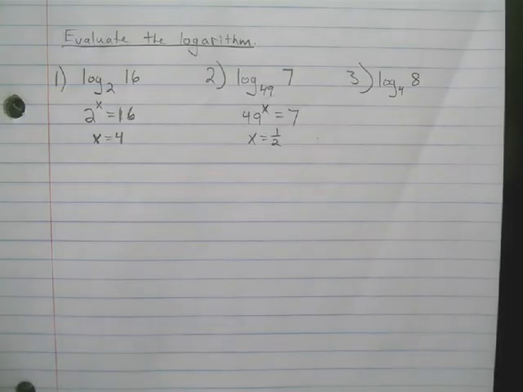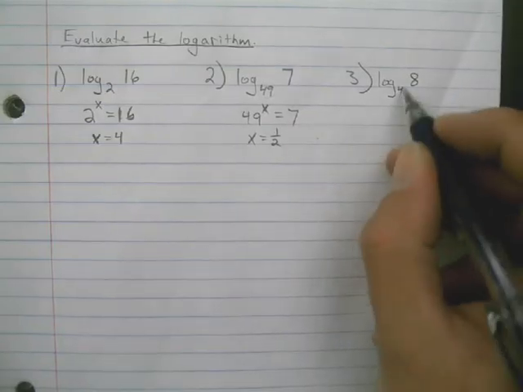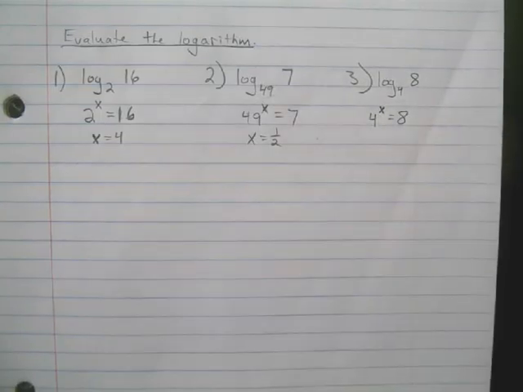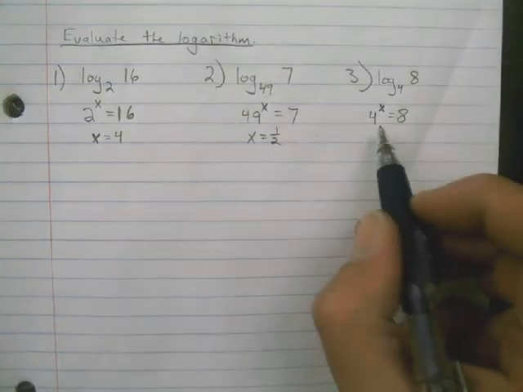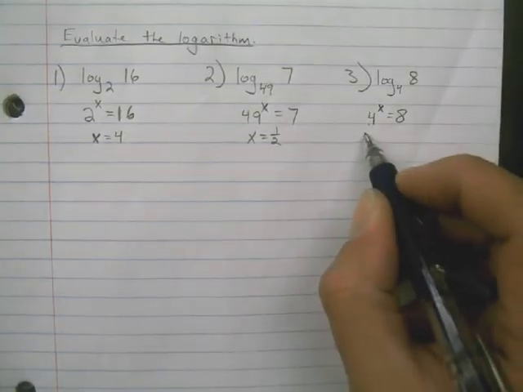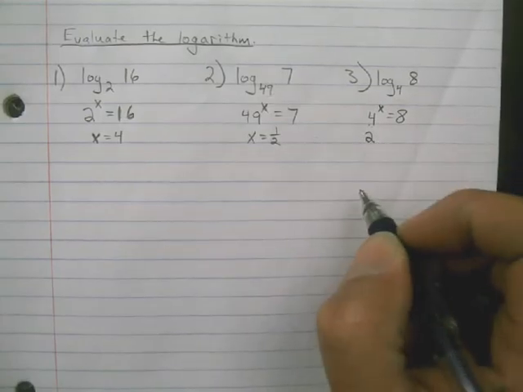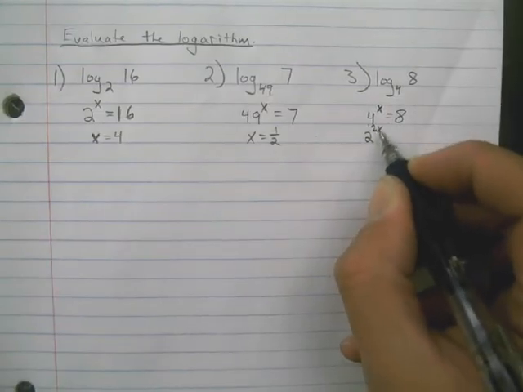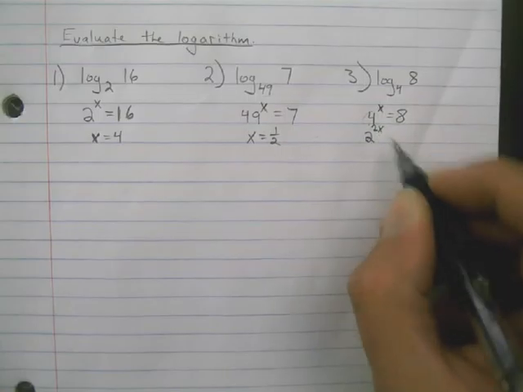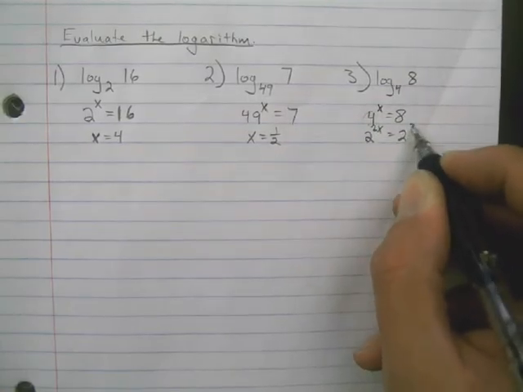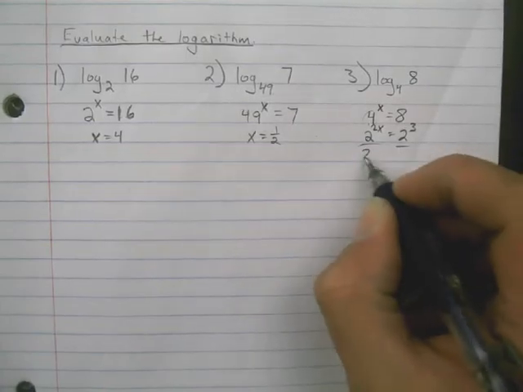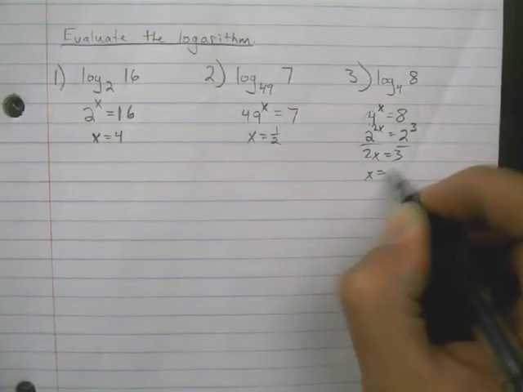Last thing, number 3. You have a base of 4 to the x power equals 8. For this one, it's a little different. 4 and 8 can both be broken down into 2. 2 squared is 4, so that's going to be 2 squared, and I'll just keep the x there. And then 8 is 2 cubed, right? They both can have a base of 2. So since we now have the same base, we can do 2x equals 3, or x equals 3 halves.